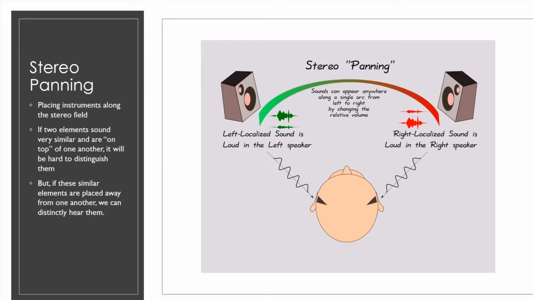Placing instruments along the stereo field can help create separation between elements that maybe sound really similar to one another. So they have a very similar timbre and they may have a very similar loudness. And if we were to pan them on top of one another, say we put them both in the center, it would be really difficult to hear both of them distinctly and hear any clarity between them. But if we separate them and put one on the far left and the other on the far right, now we can hear that there are two different elements, and it makes it a lot easier for us to clearly hear the differences between them, even if they sound really similar.